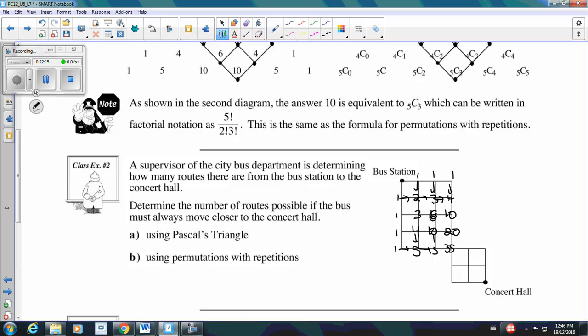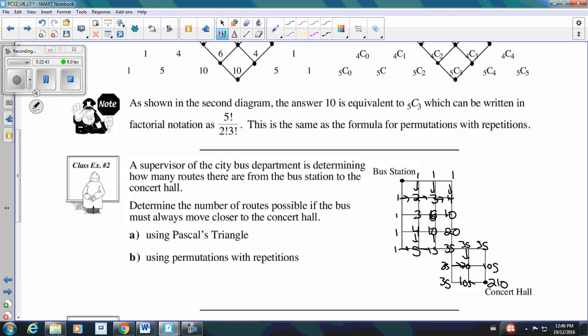Now this 35, I can only move to the right from this one path, so I can copy that number down the edge. And now I start to add. 35 and 35, I have 70 ways of getting here. 70 plus 35 gives me this, which is 105. 70 and 35 gives me this, which is 105. So in total, I have 210 ways to get to the concert hall.